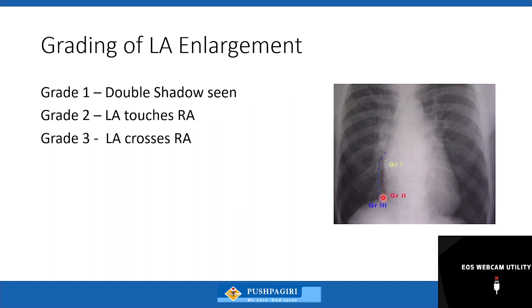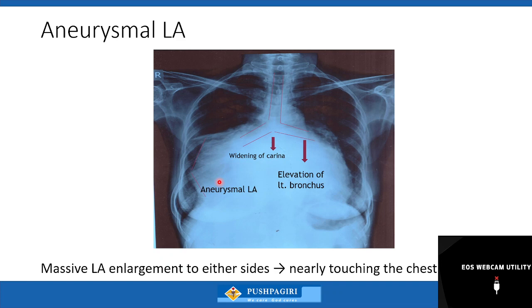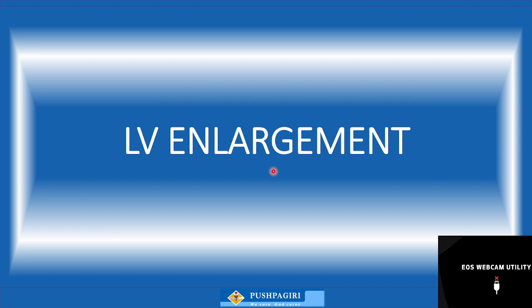There can be a situation which can be called an aneurysmal left atrium, in which there is very huge left atrial enlargement, in which the left atrium will enlarge towards both sides of the chest x-ray, leaving hardly any half to 1 inch on either side of the chest x-ray. In this scenario, we can call it an aneurysmal left atrial enlargement. So that is about the left atrial enlargement.